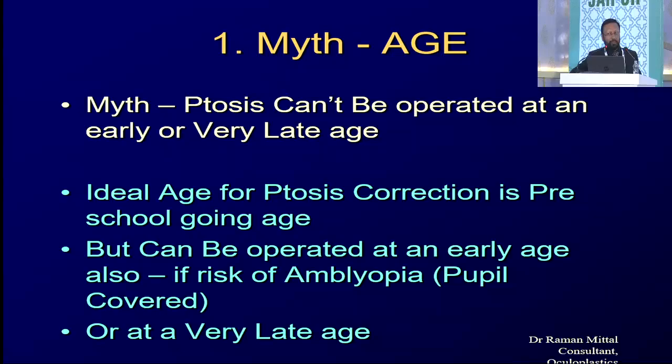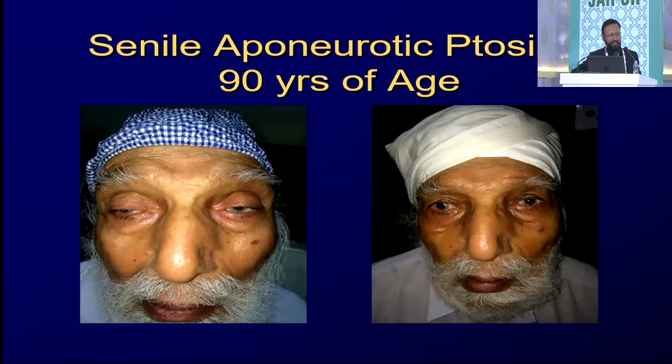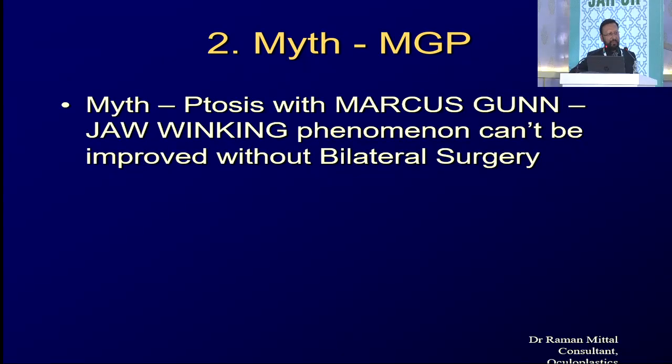We can even operate ptosis at a very late age. In this gentleman, it is a senile aponeurotic ptosis. He was 90 years plus of age. For him, lifting his eyelid was a challenge, and he had to use his eyebrows quite a bit. Throughout the day, if he keeps putting effort on the eyebrows, he would start having headaches. So correcting the eyelid at this age is very important to make him comfortable.